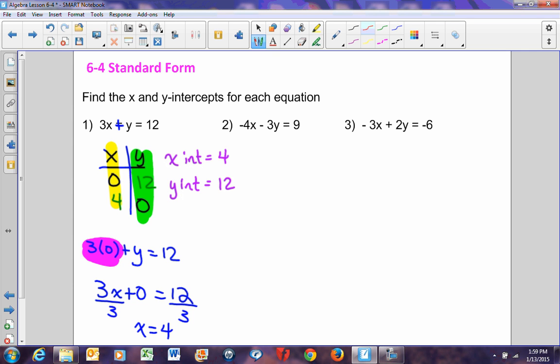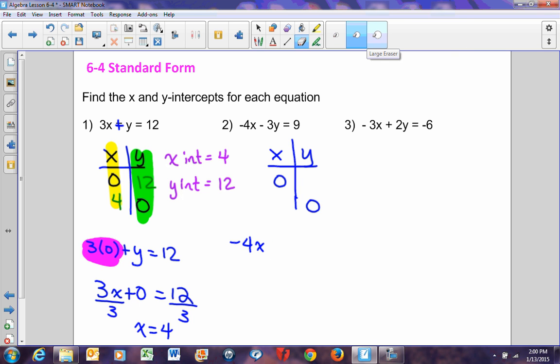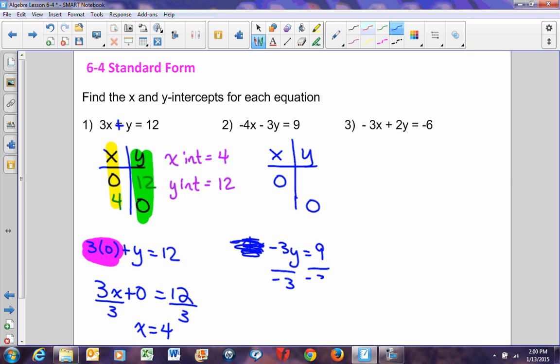For the second one here, negative 4x minus 3y equals 9. This one's not going to be quite as pretty as number 1, but it's done the same way. Again, I'll make a little table of values. I'll put in 0 for x and 0 for y. So if x equals 0, literally the x goes away, and the negative 4x minus 3y equals 9. This 4x goes away if x equals 0, and I have negative 3y equals 9. So I'll divide by negative 3, and y equals negative 3.